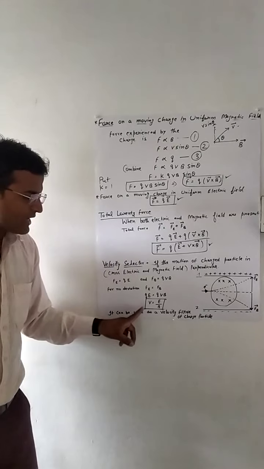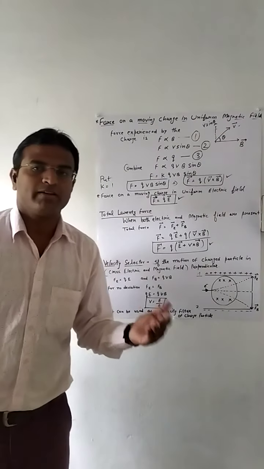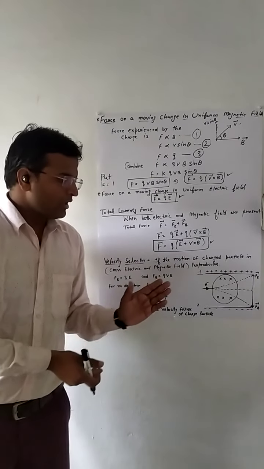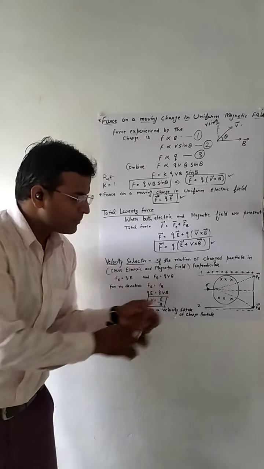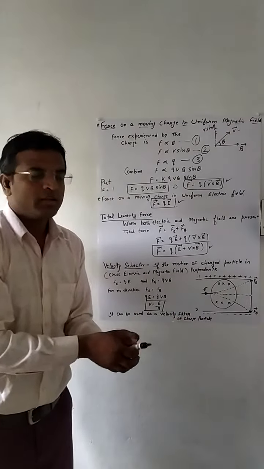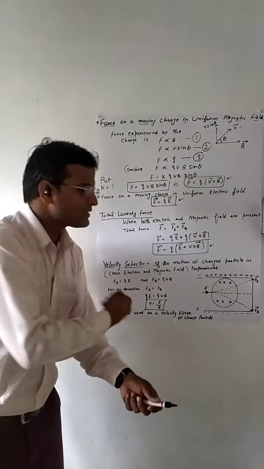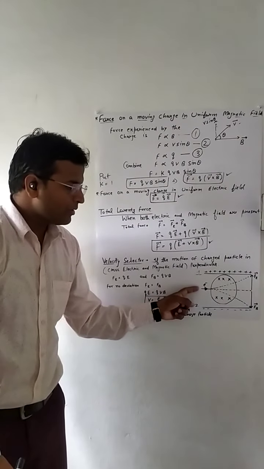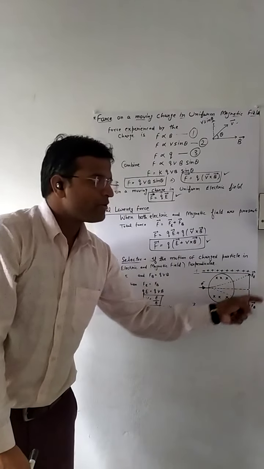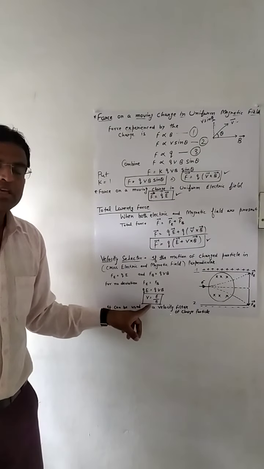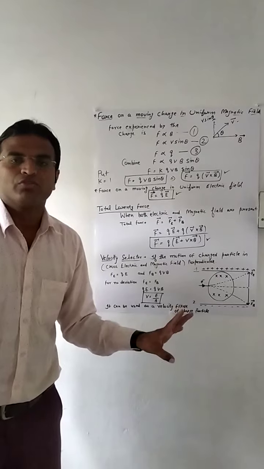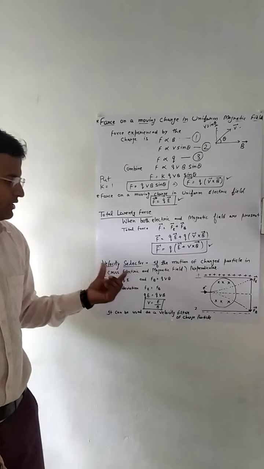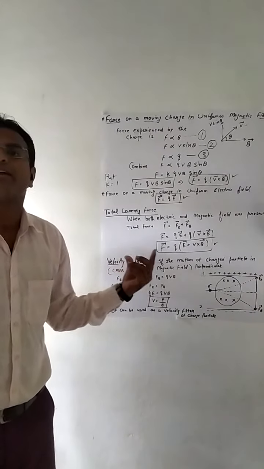It can be used as a velocity filter for charged particles. So what is the concept of velocity selector? Along this path we pass electrons of different velocities. Only those electrons can pass in a straight line, undeviated, which have velocity equal to E over B, so that we select a particular velocity of electron. So this is the name of the topic, velocity selector.